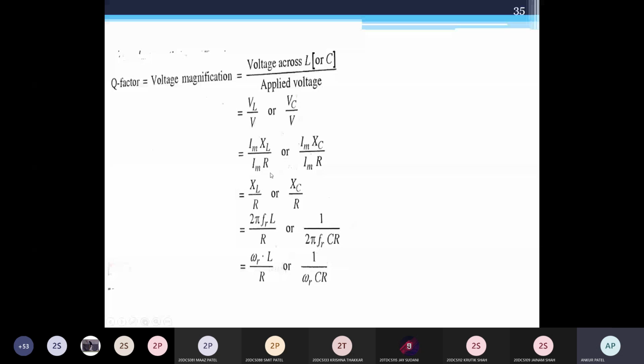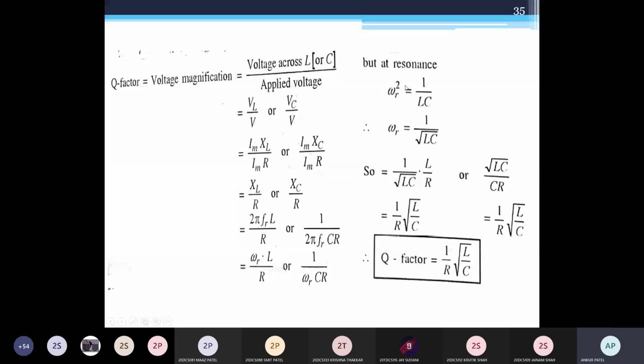That is Im into XL divided by Im into R, or Im into XC divided by Im into R. Im cancels, so XL by R or XC by R. XL is equal to 2 pi FR L by R, or 1 upon 2 pi FR CR. So it is equal to omega R L by R, or 1 upon omega R CR. But at resonance, we know omega R square is equal to 1 upon LC, so omega R is equal to 1 upon under root LC.